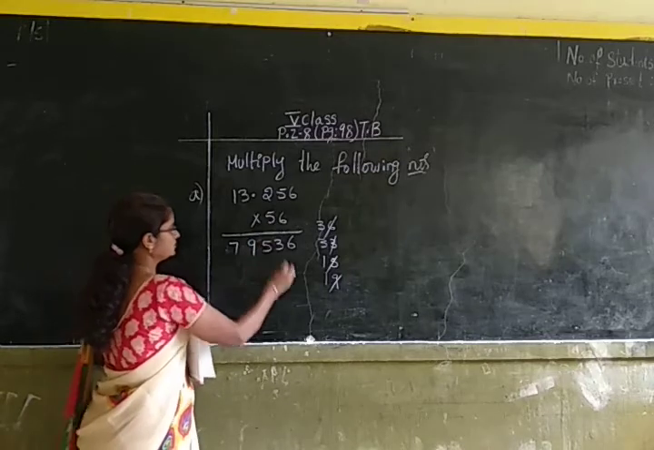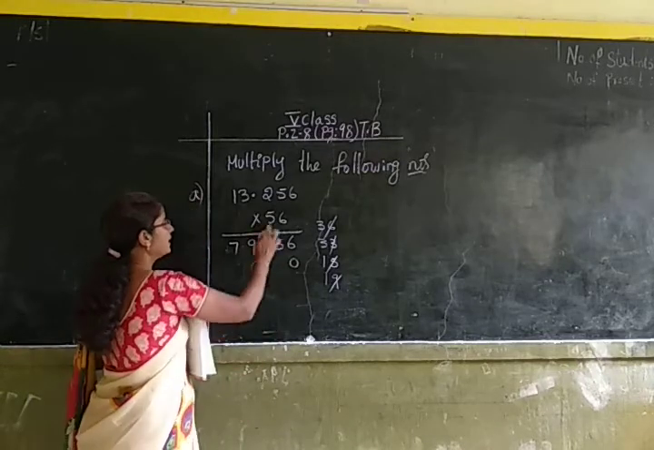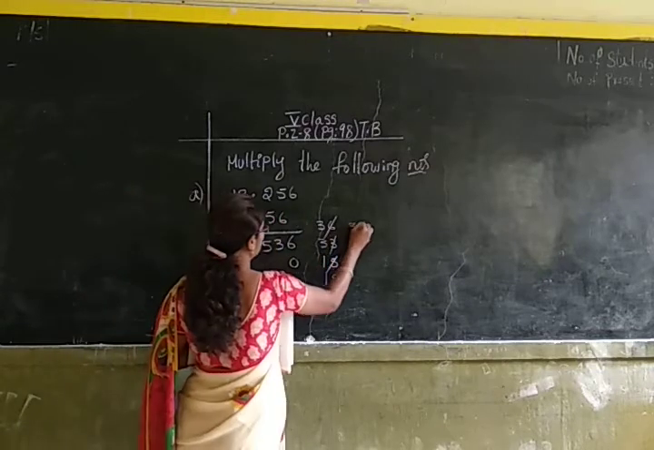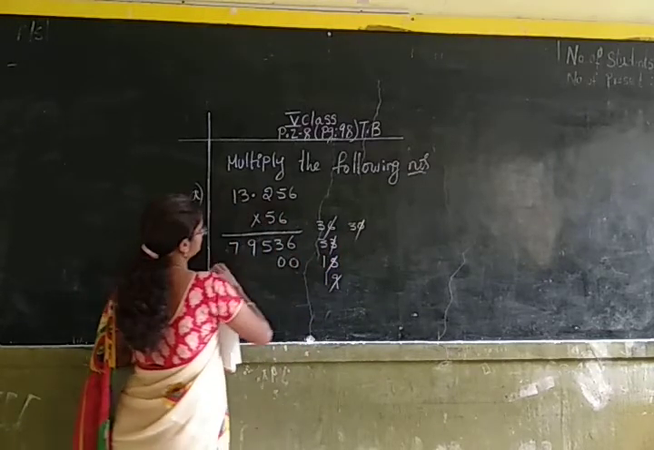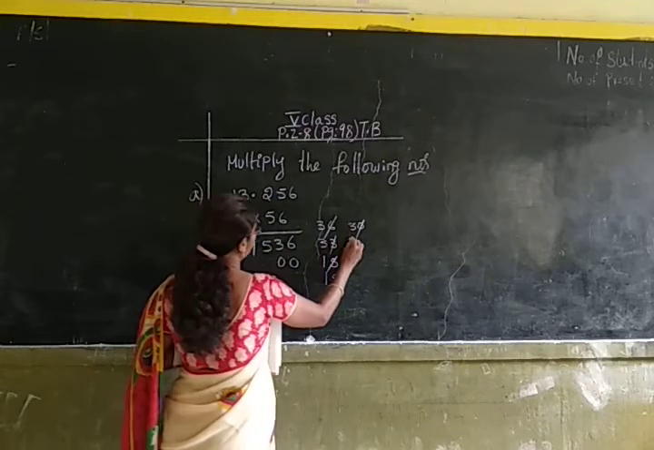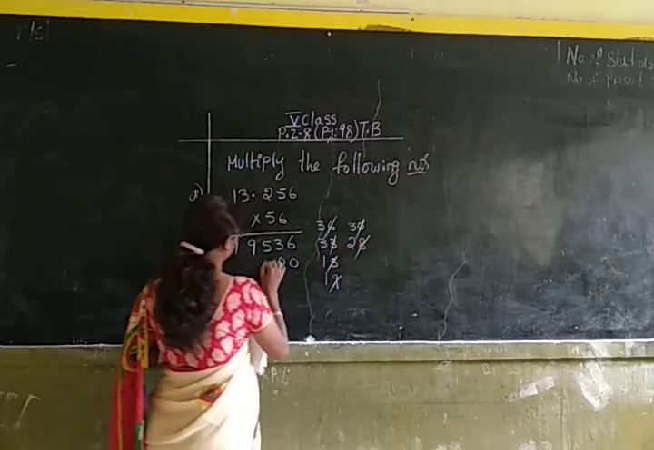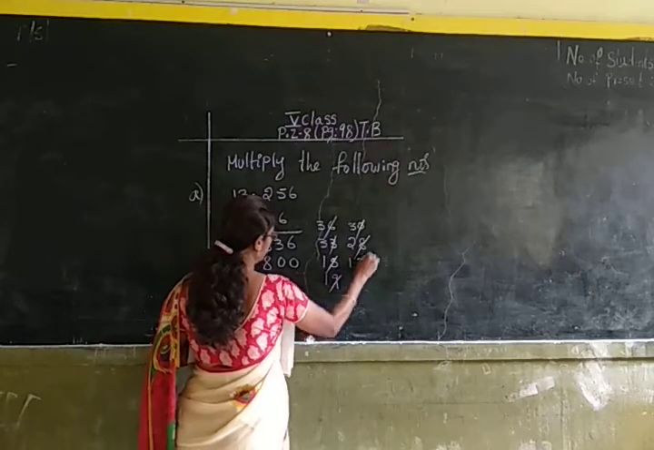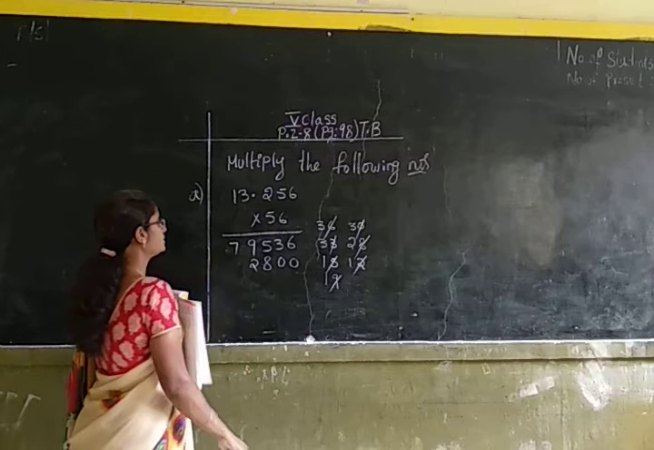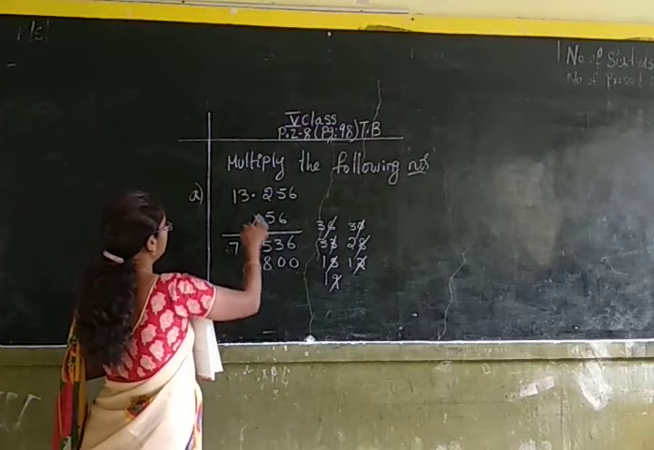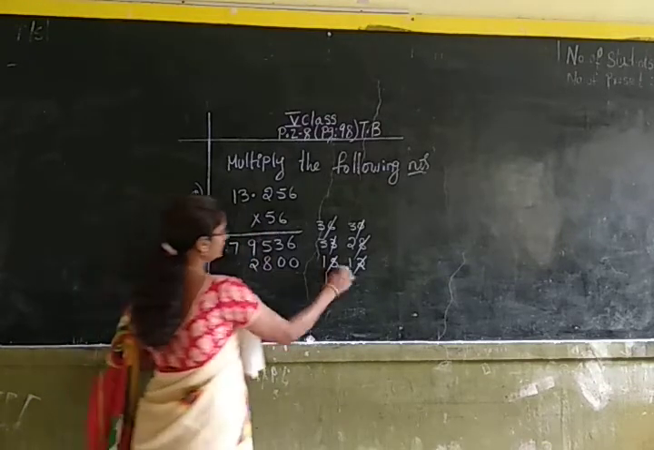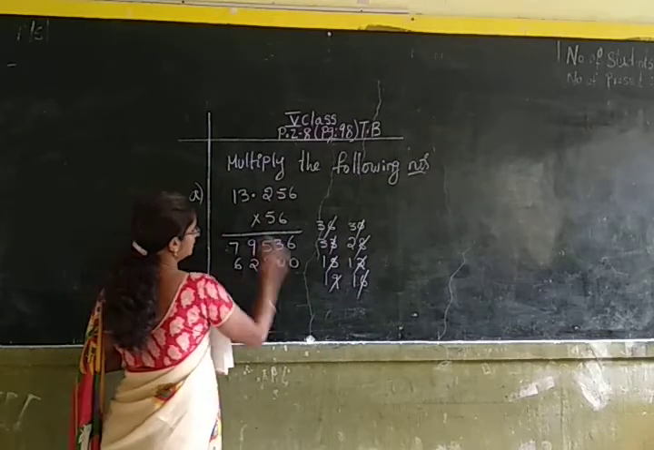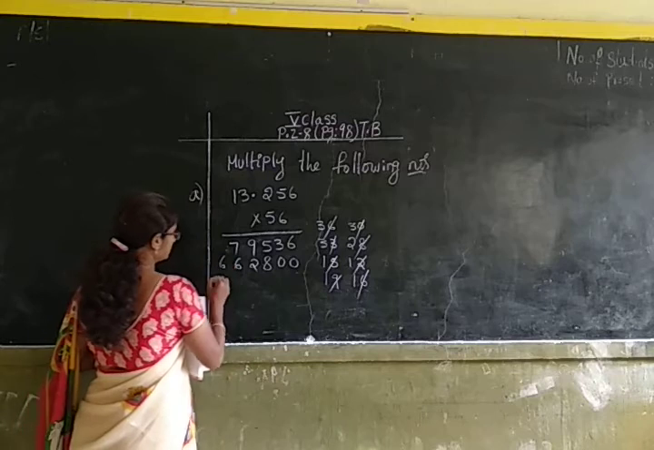Now 5 is in tens place, so put 0 in ones place and multiply the whole number with 5. 5 6s are 30. 5 5s are 25 plus 3, 28. 5 2s are 10, 10 plus 2, 12. Okay children. 5 3s are 15, 15 plus 1, 16. 5 1s are 5 plus 1, 6.